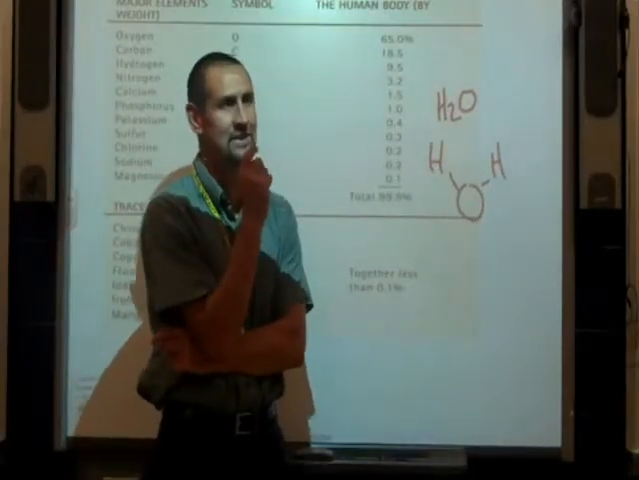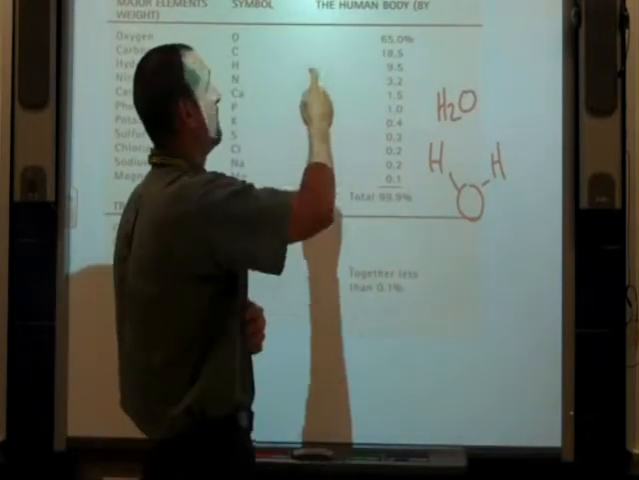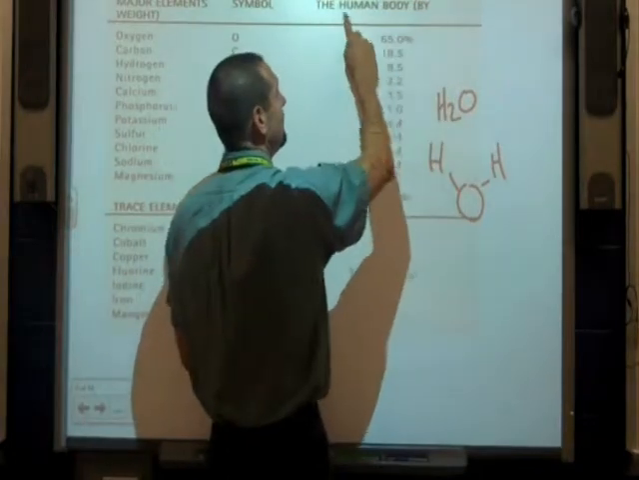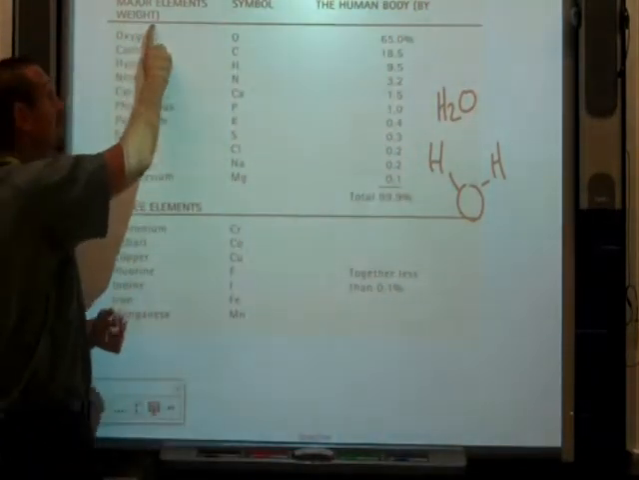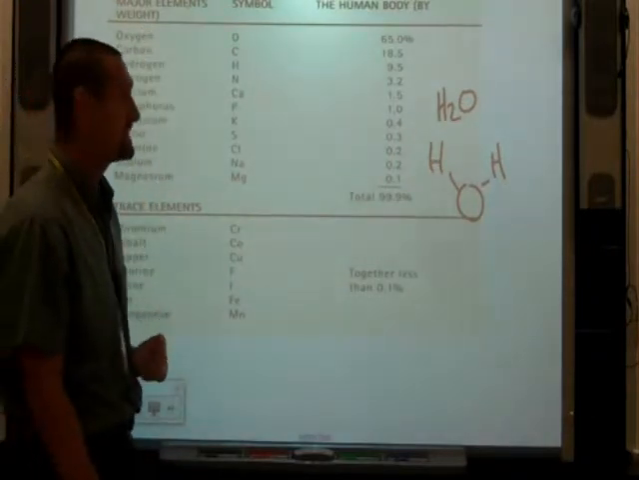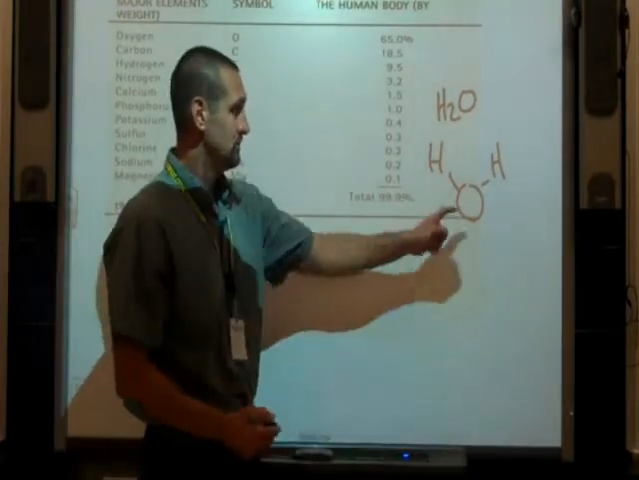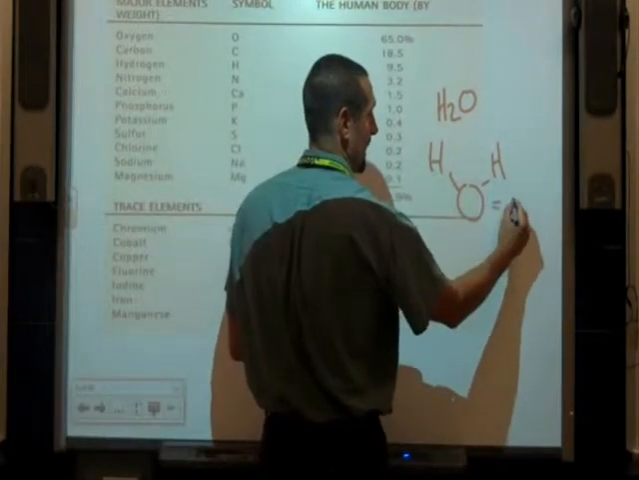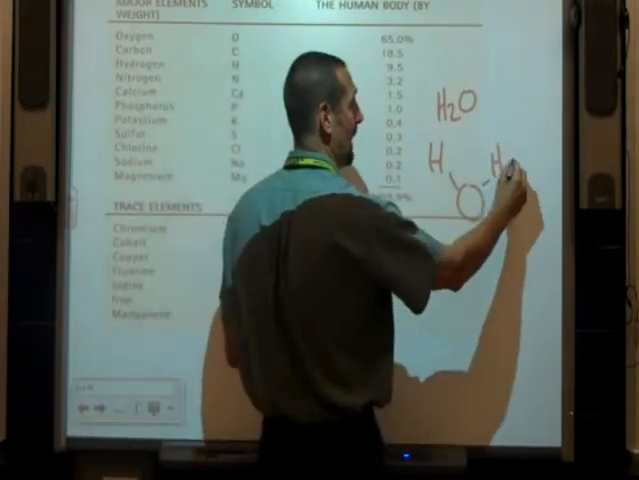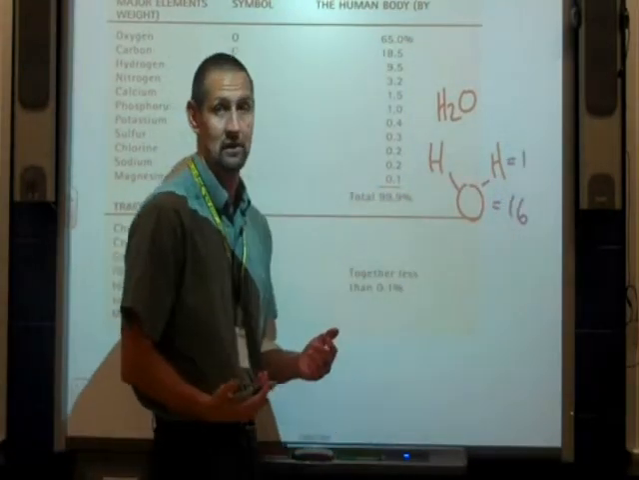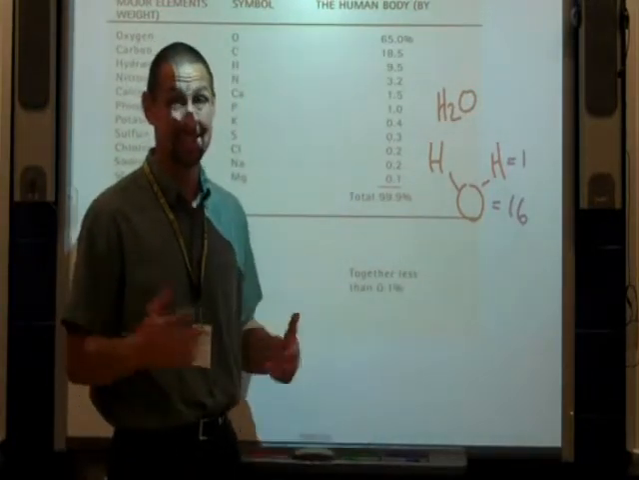So that might be kind of puzzling until I look a little closer at the chart. Approximate percentage of the human body by weight. So that's key. Why is that key? Well, because the atomic weight of oxygen is 16. The atomic weight of hydrogen is 1. So which one weighs more? Well, oxygen weighs 16 times as much.